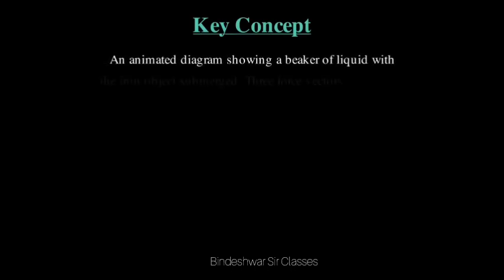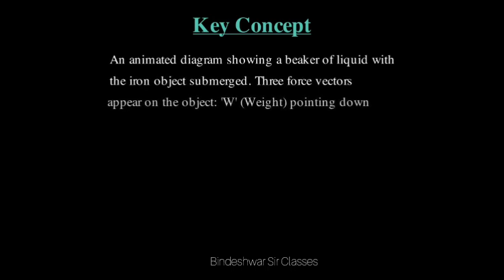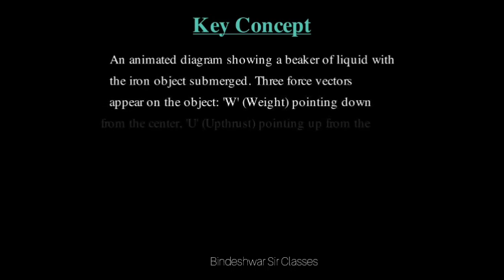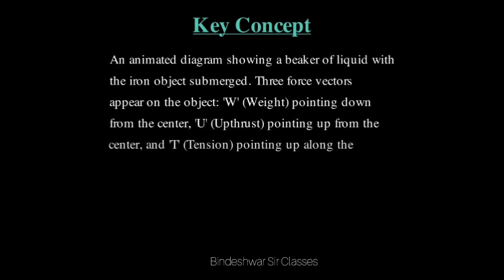When the iron object is hanging in the liquid, there are 3 forces acting on it. First, its own weight, W, acts vertically downwards. Second, the liquid exerts an upward buoyant force, or upthrust, U, on the object. This is due to Archimedes' principle. And third, the string is pulling the object upwards with a tension force, T.